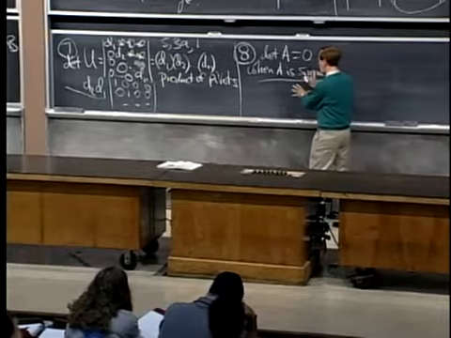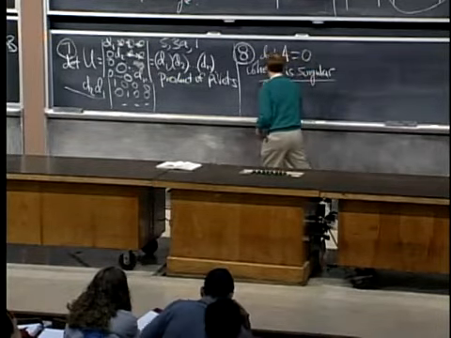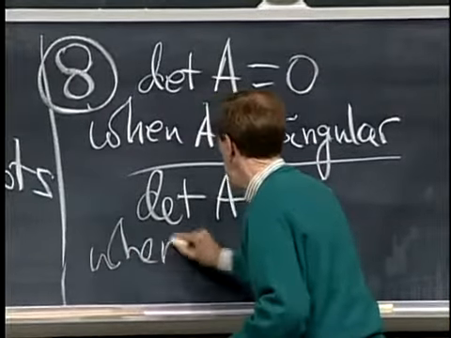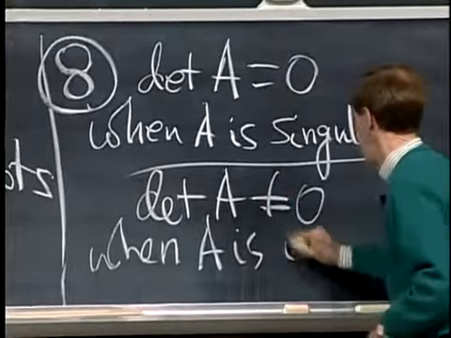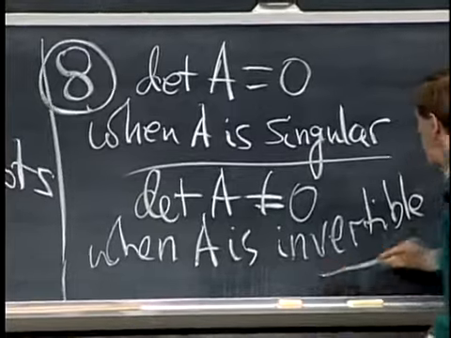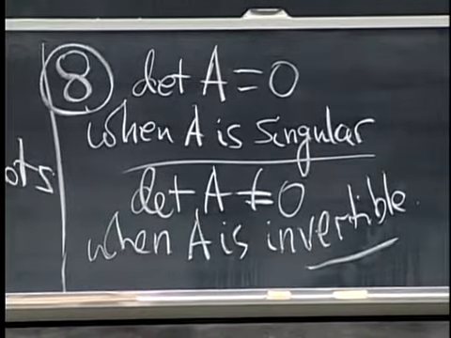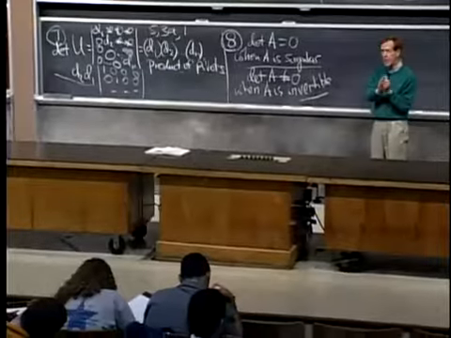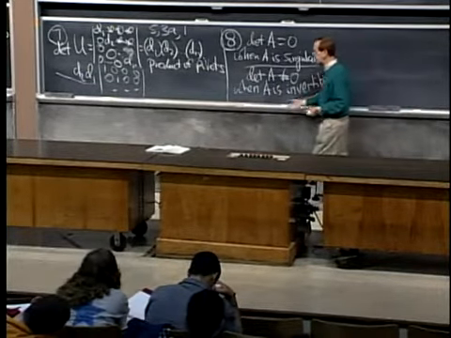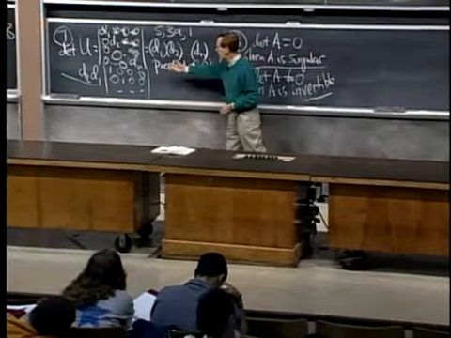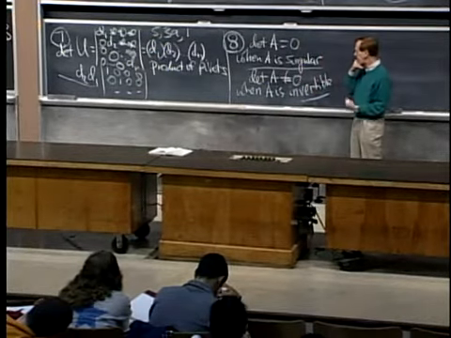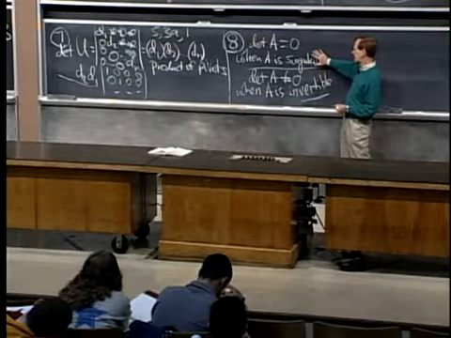So maybe, do you want me to put this in 2 parts? The determinant of A is not 0 when A is invertible. Because in Chapter 2, we figured out when the matrix is invertible. It's invertible when elimination produces a full set of pivots, and we know the determinant is the product of those non-zero numbers. So those are the two cases.